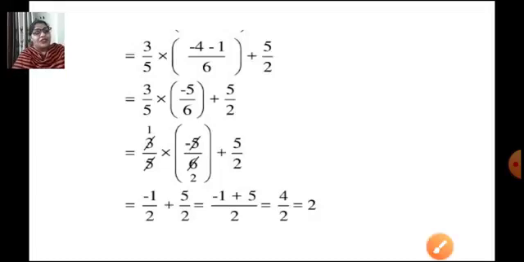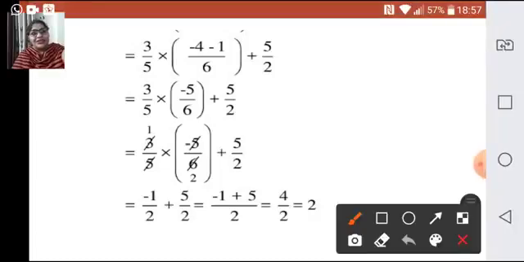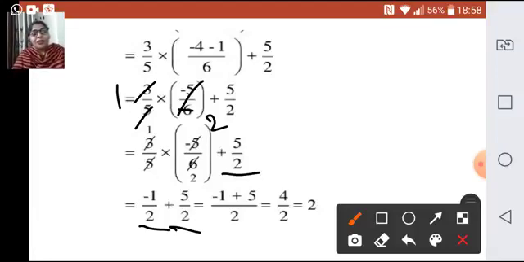Right? Now here you can solve it, children. You can see here this is 3 1s are 3, 2s are 6. Denominator and numerator get cancelled when it is in multiplication form. And plus 5 by 2 as it is. Now you can see here it is 1 upon 2, that is negative sign. So negative 1 upon 2 and the plus 5 upon 2 as it is.